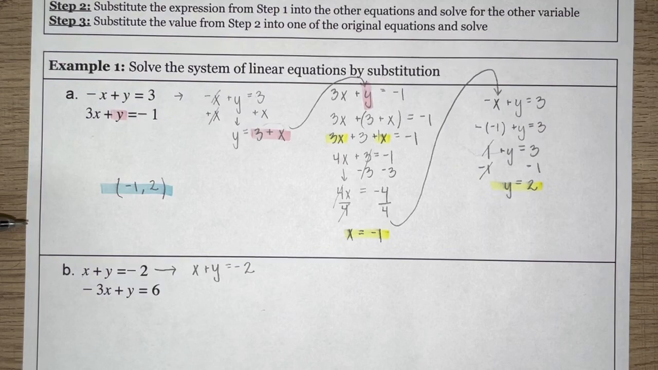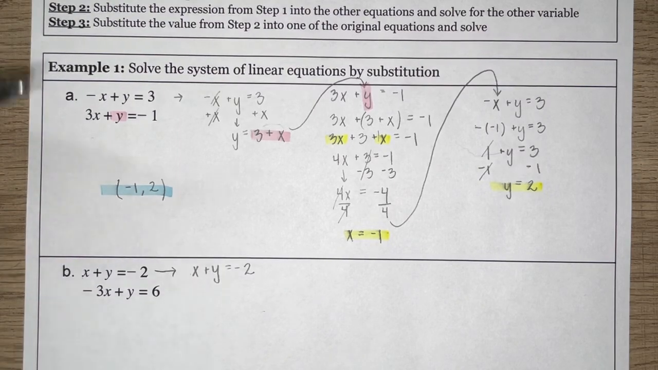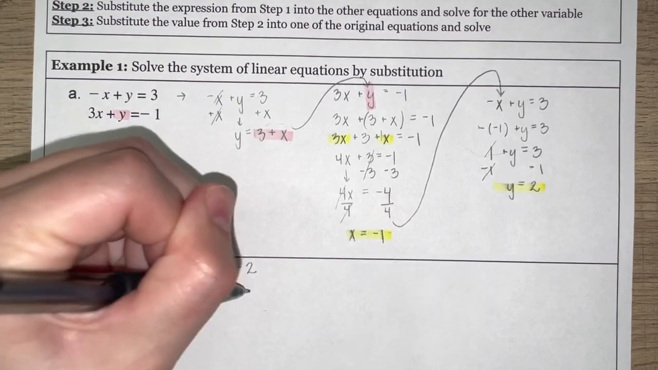So x plus y equals negative 2. And I'm just doing this to show that you can solve for whatever variable you want. You don't always have to do y. So x plus y equals negative 2. If I want to solve for x, I have to undo this plus y. So I'm going to subtract y from both sides.